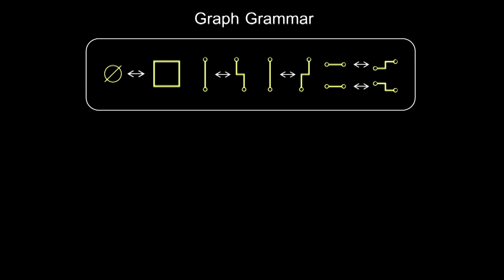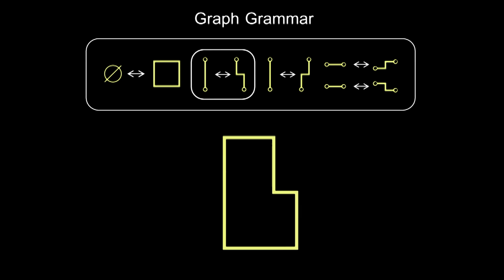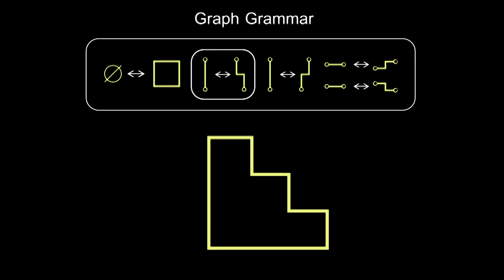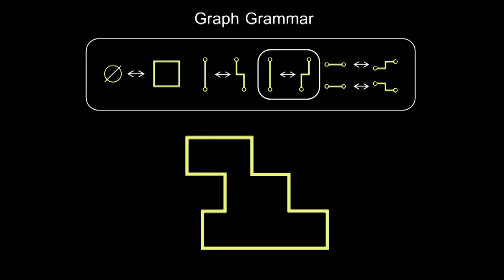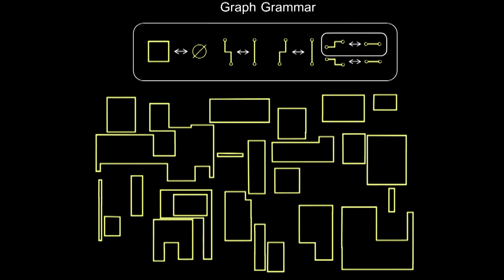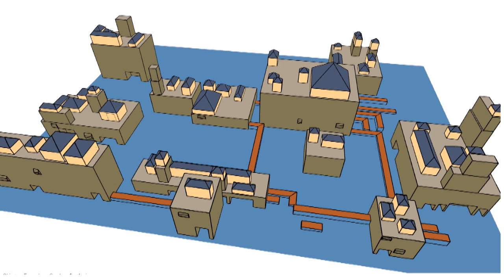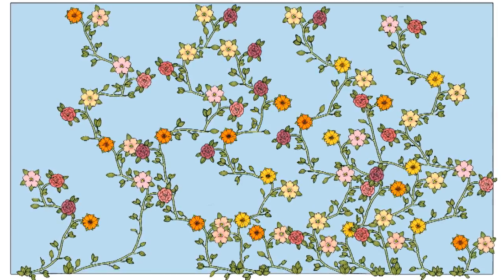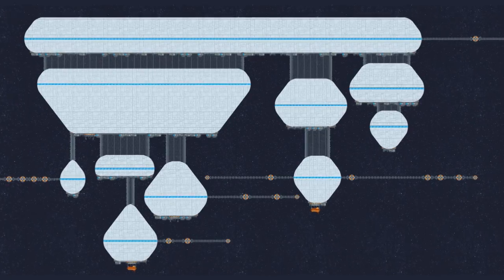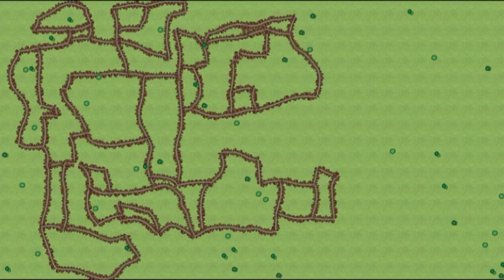For example, here's a graph grammar with 5 rules. One rule creates a rectangle. Another rule takes a straight line and adds 2 corners to it. By applying different rules, we can create a variety of different shapes. Graph grammars are really powerful because they can create so much variety and complexity with just a few simple rules. And the exciting thing about my new method is that I can generate the rules of the grammar automatically.